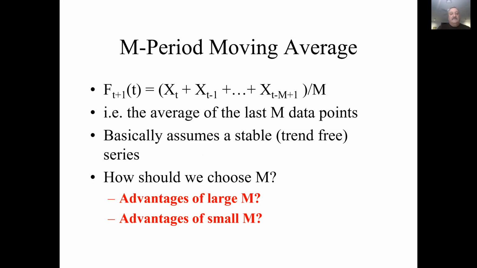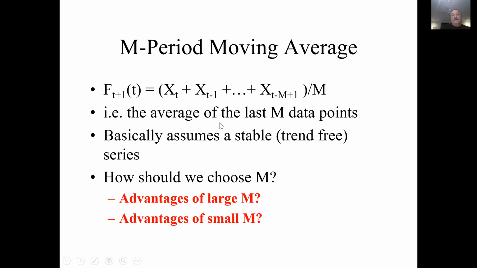So kind of underlying use of a moving average like this is that the time series is more or less stable. And by stable, I mean it's not going up or down in a trend of any kind, right? It may change values from time to time, but basically it's stable.